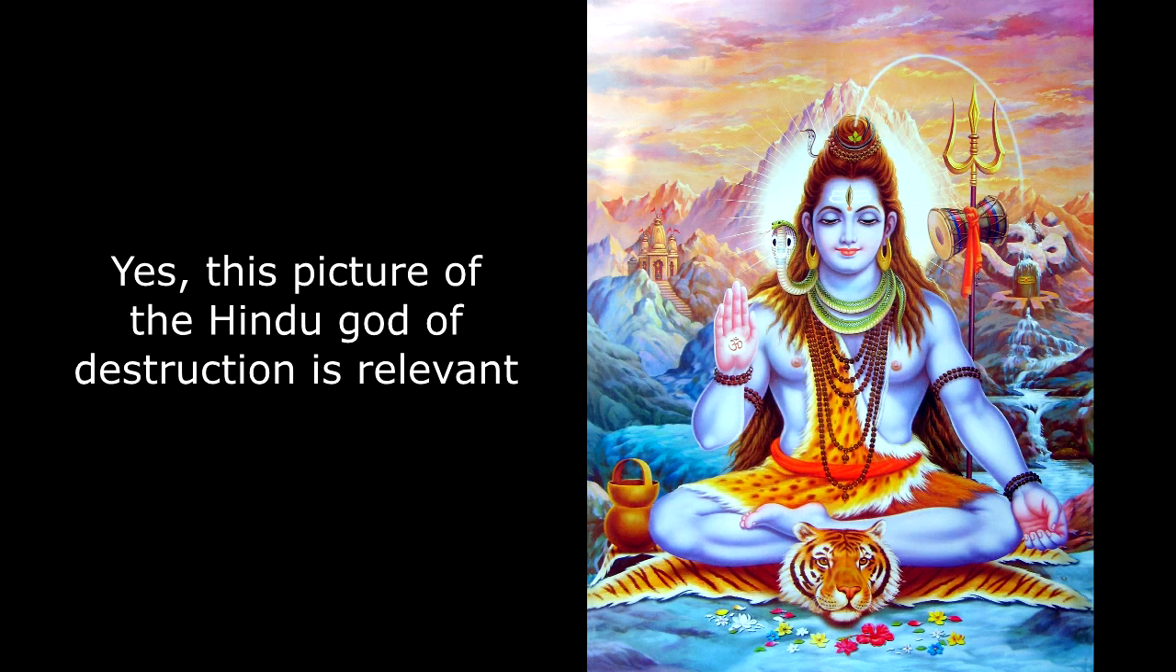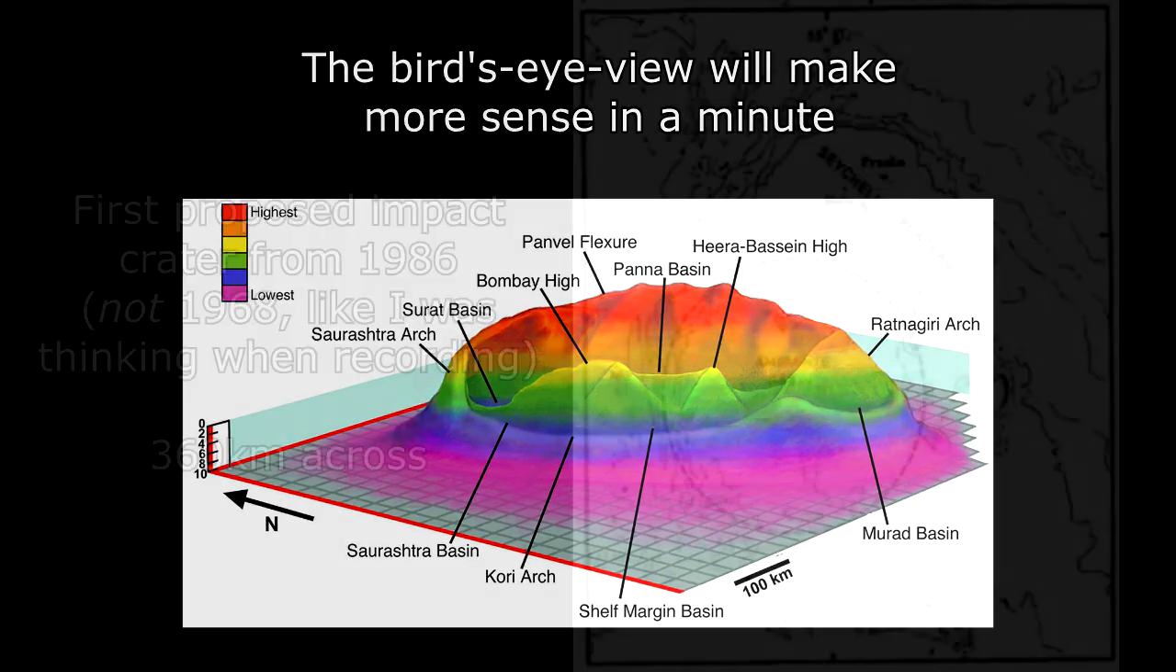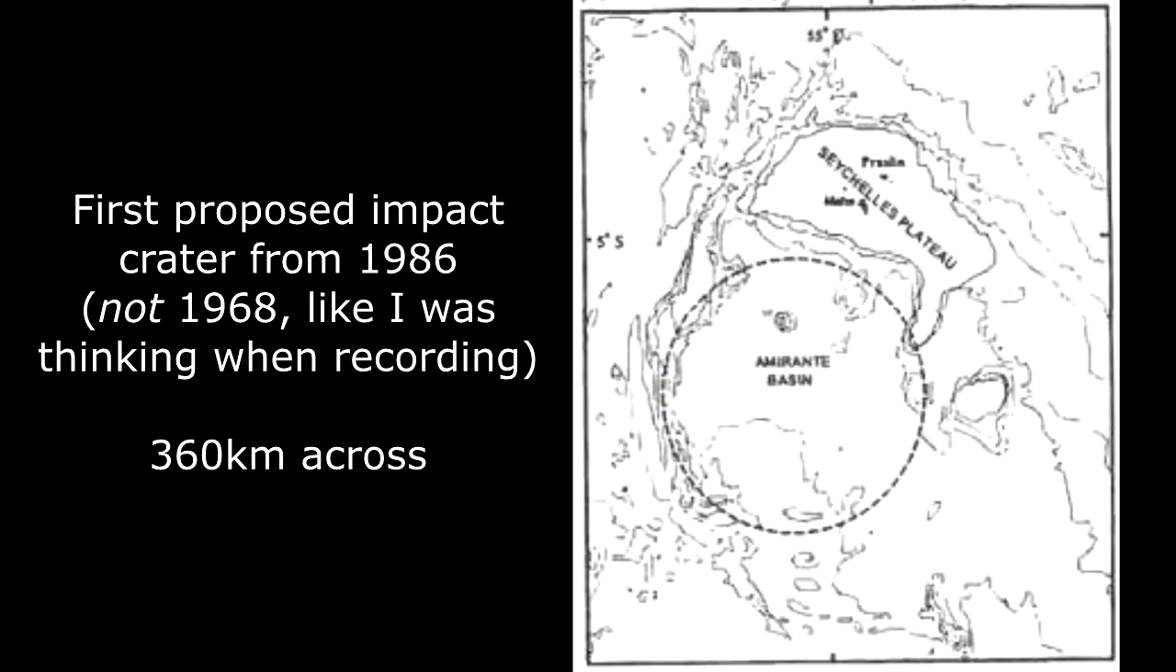Now, when I was busy researching the Deccan traps, I ended up uncovering something called the Shiva structure. The Shiva structure is a proposed impact crater that would have had a lot of influence on the Deccan traps. The history of this impact structure goes all the way back to the 60s, in which, I can't remember their names now, one researcher looked at the Amarant Ridge by the Seychelles, and he believed it to be the rim of an ancient impact event.